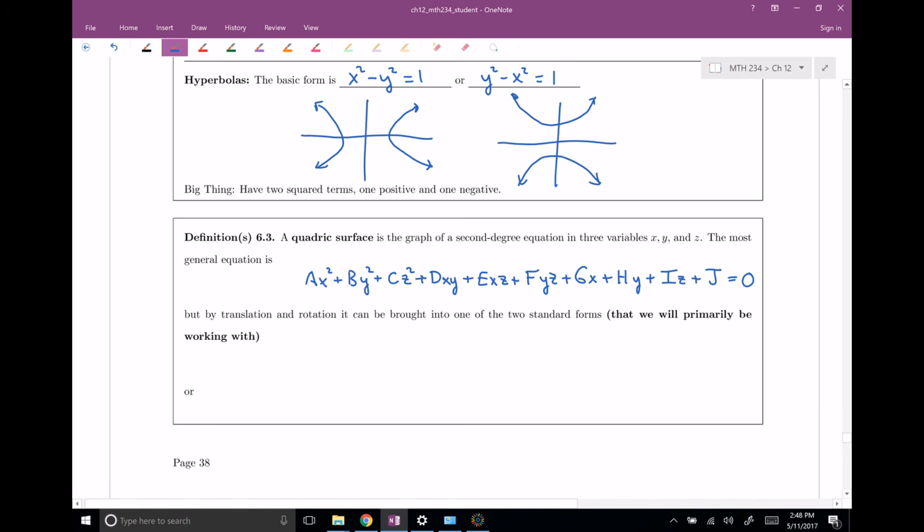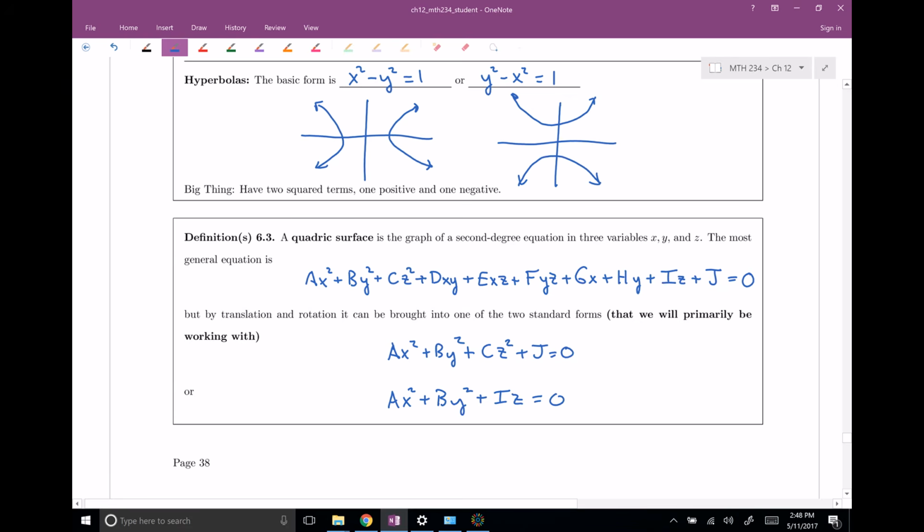But by translation and rotation, we can bring it down to look a little more standard. These are the ones that we would be primarily working with. And this looks something like ax squared plus by squared plus cz squared plus j equals 0, or we'll sometimes be dealing with ax squared plus by squared plus iz equals 0.